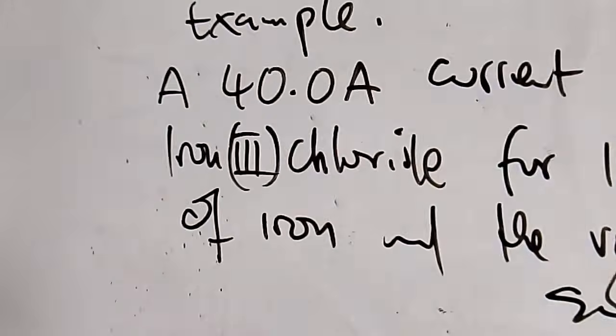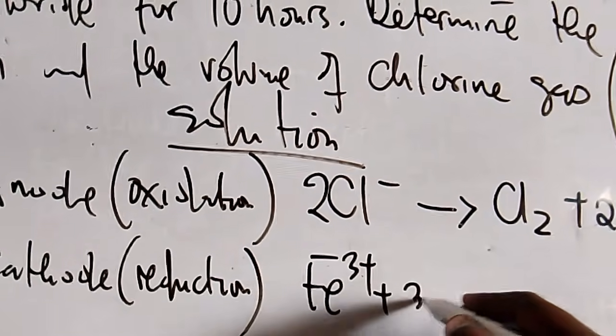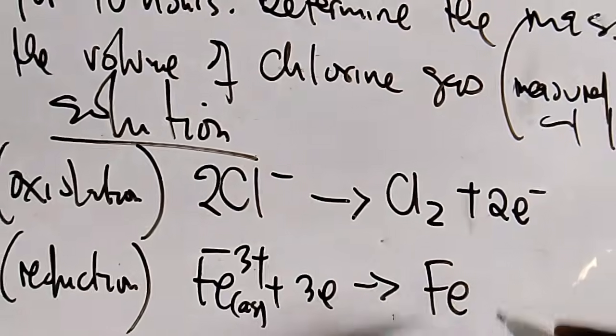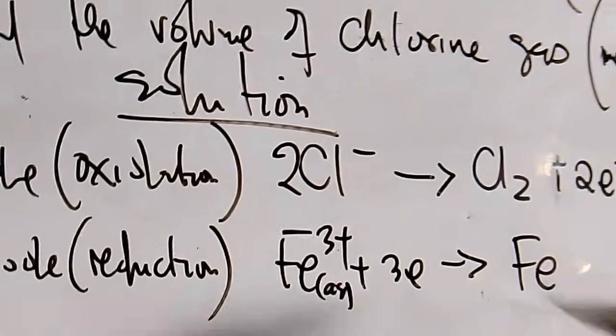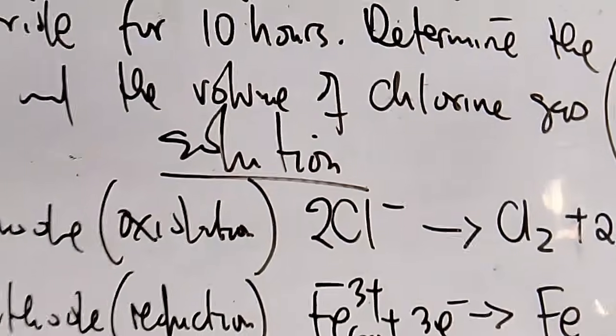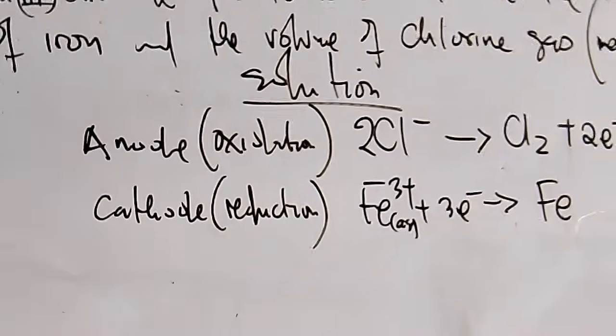It has increased. Okay, then reduction. We are dealing with iron(III). Iron(III) plus 3 electrons then gives us iron. Okay, so this is reduction.